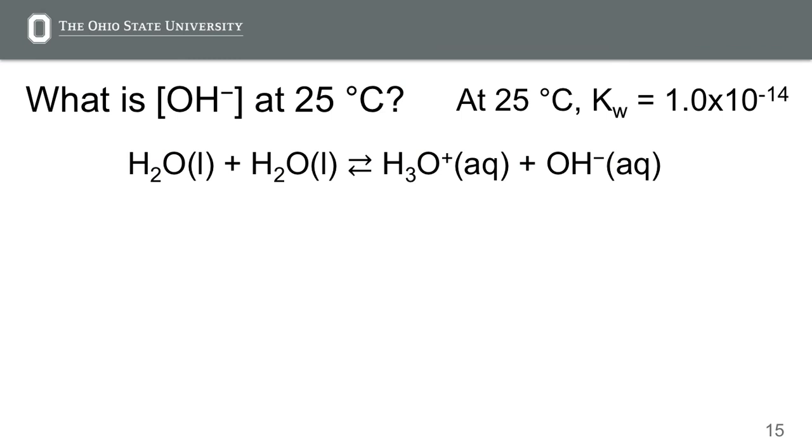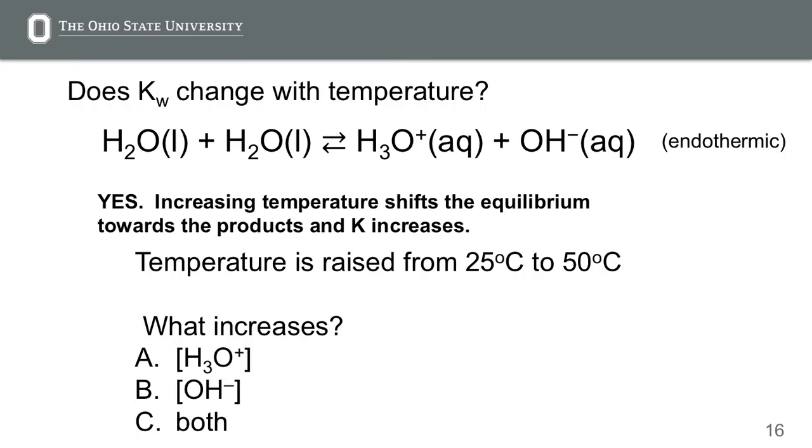If a problem gives you a different value for Kw, you would have to be given that value. It's very likely that you'll see something like that, to be honest. You'll see it in the homework and on exams. So we basically solved for the OH-, and then the temperature has changed.